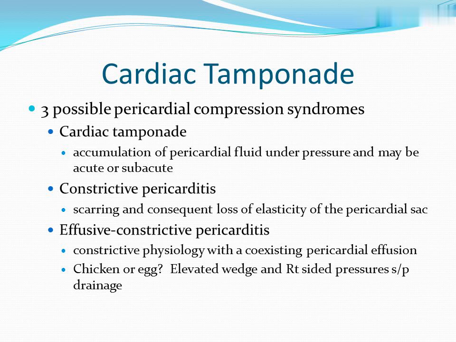Cardiac tamponade: accumulation of pericardial fluid under pressure, which may be acute or subacute. Constrictive pericarditis: scarring and consequent loss of elasticity of the pericardial sac. Effusive constrictive pericarditis: constrictive physiology with a coexisting pericardial effusion. Chicken or egg: elevated wedge and right-sided pressures.